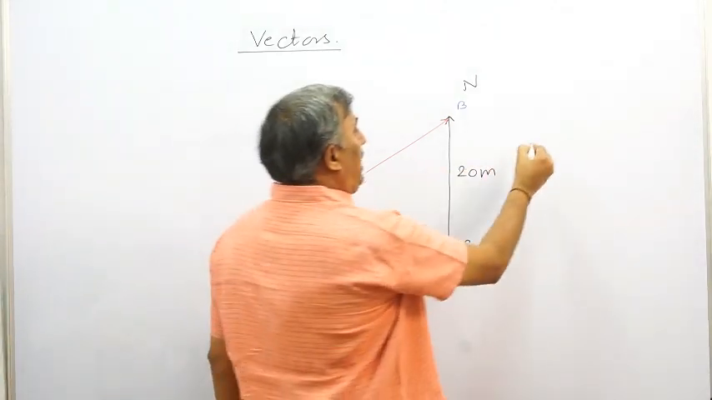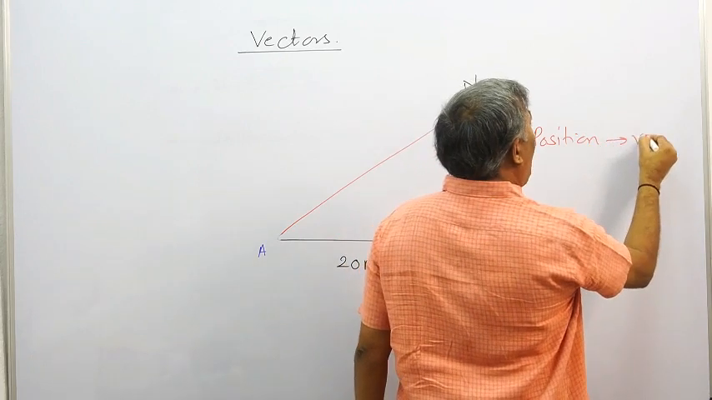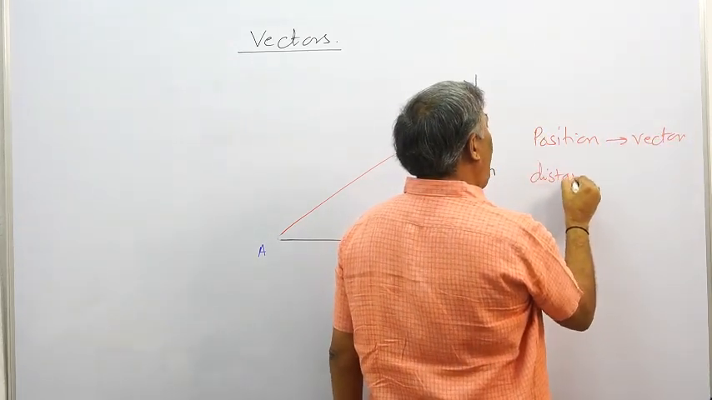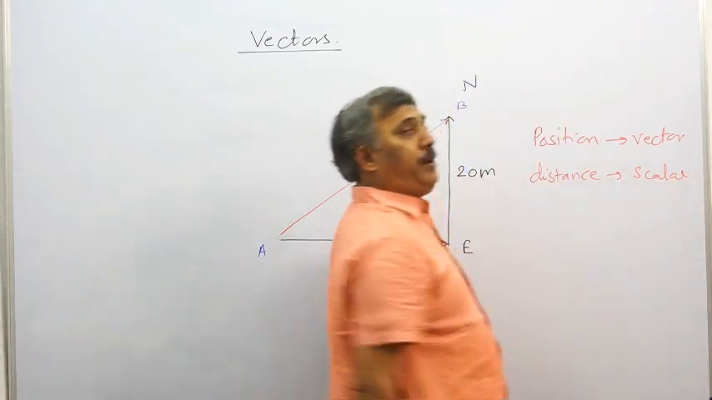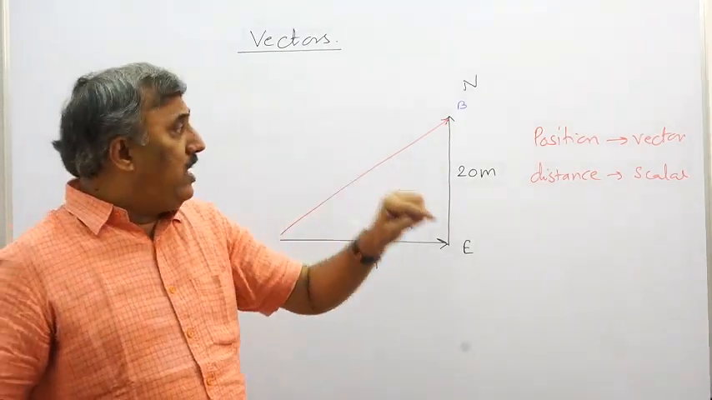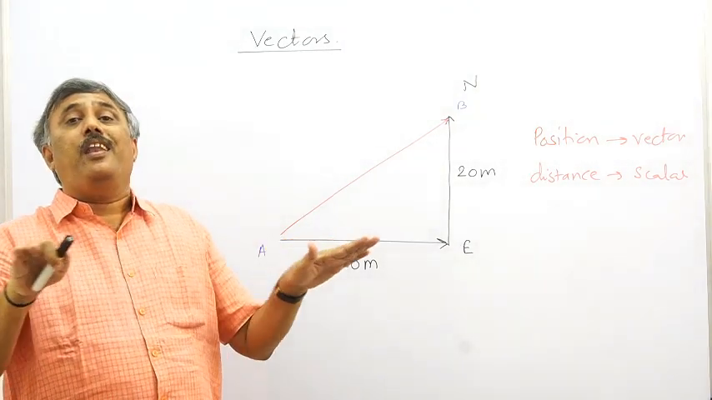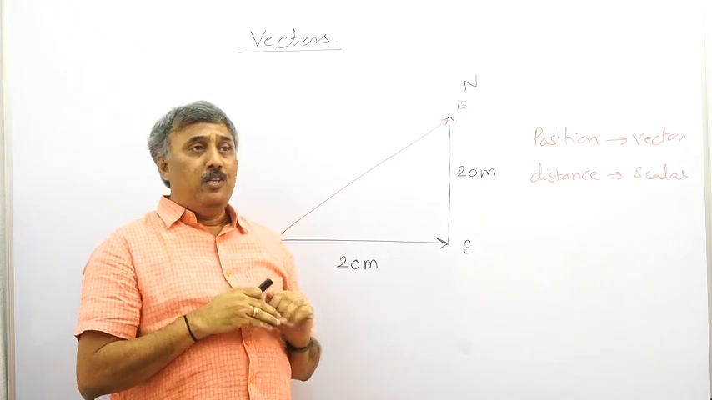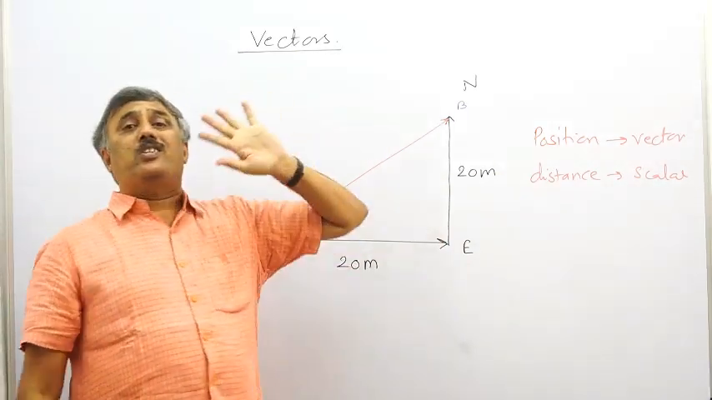So in this example, position is a vector quantity, while distance is a scalar quantity. Now what is scalar? A physical quantity which does not possess any direction, simply value, simply magnitude. In this case, I told you 40 meter is the distance covered.